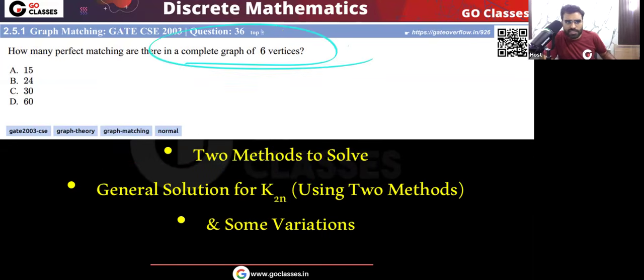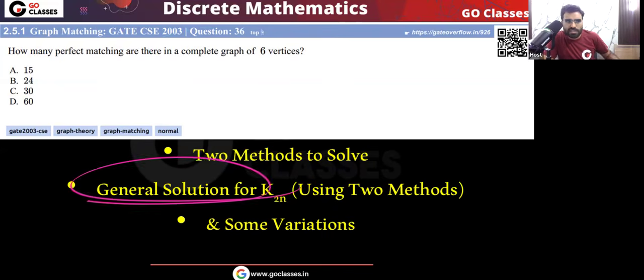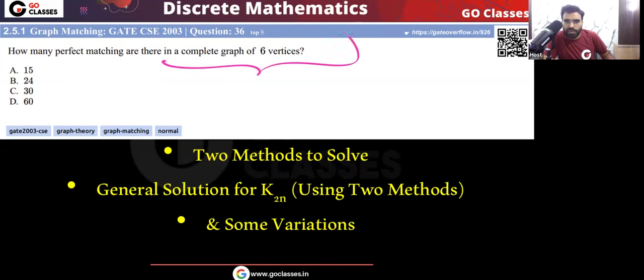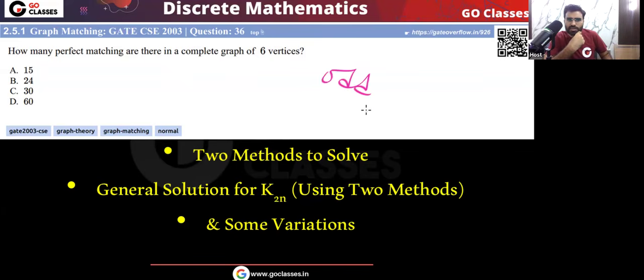Here you have 6 vertices. Basically, if you have a complete graph on an even number of vertices, for example, complete graph on 8 vertices, 10 vertices, 12 vertices, then what will be the general solution? Remember, if you have a graph on an odd number of vertices, then how many perfect matchings will be there? Answer is 0. Because if your graph contains an odd number of vertices, then there is no perfect matching. So the number of perfect matchings will be 0.